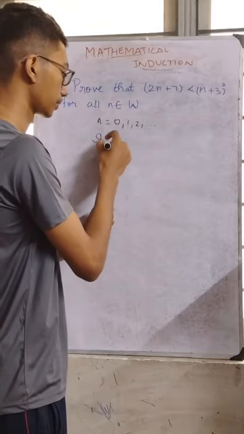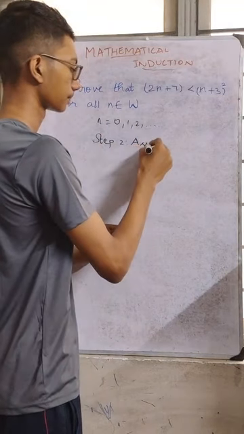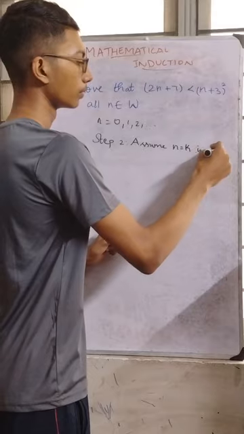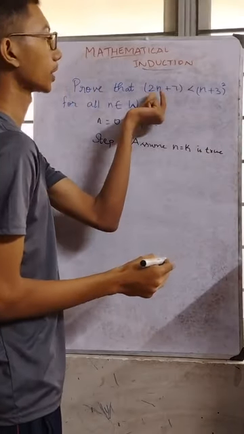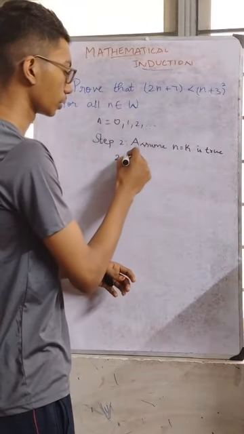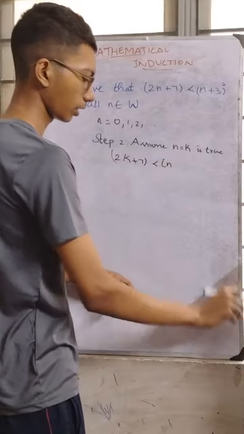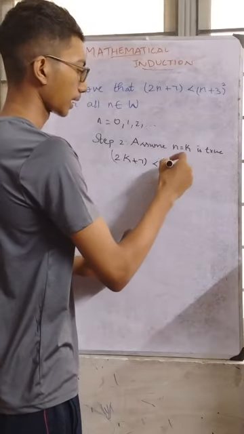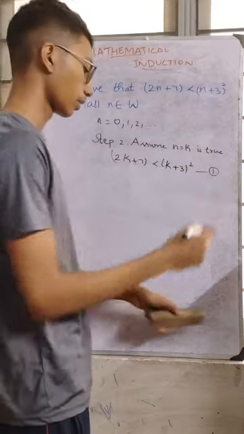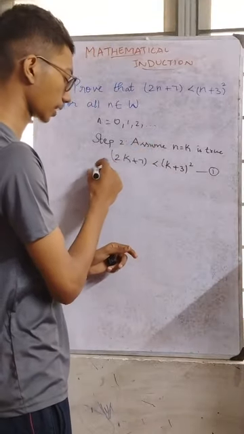Now the next step. For step 2 we need to assume n equal to k is true. So when we put n equal to k here, the expression is true. That's what we are assuming. So 2k plus 7 is less than (k plus 3) the whole square. This is an expression that we are assuming, so leave it as that.